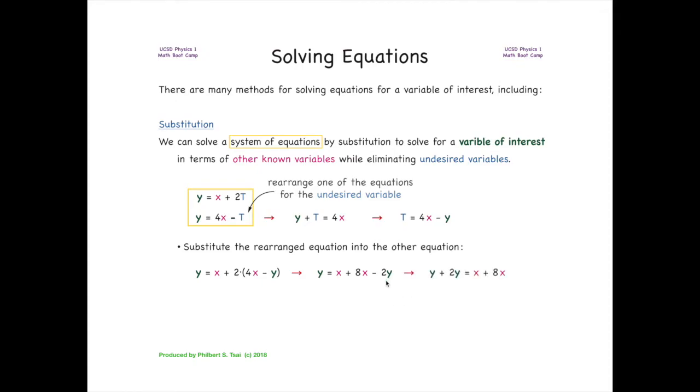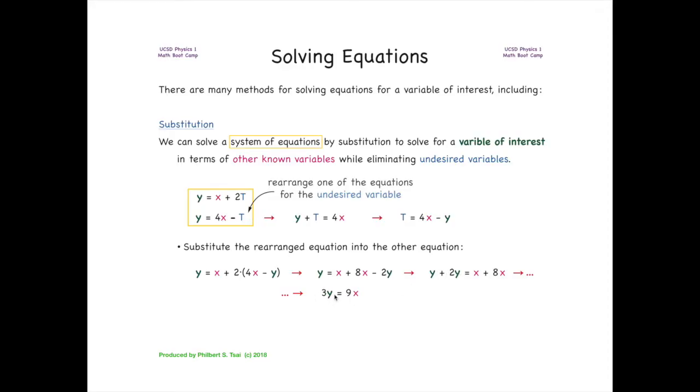Next, we move all the like terms onto the same side of the equation. So we have a y over on this side and a y over here. We have an x and an x. Let's move the 2y over to here by adding 2y to both sides. So now we have y plus 2y is equal to x plus 8x, and then of course minus 2y plus 2y cancel to 0. We can then combine these terms.